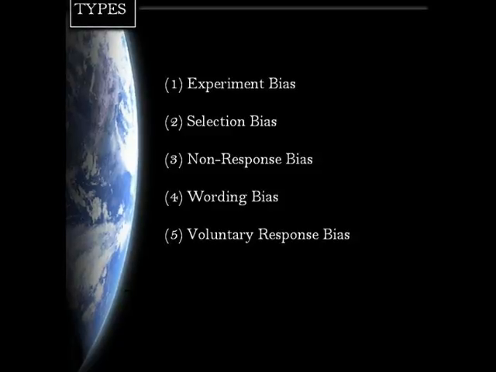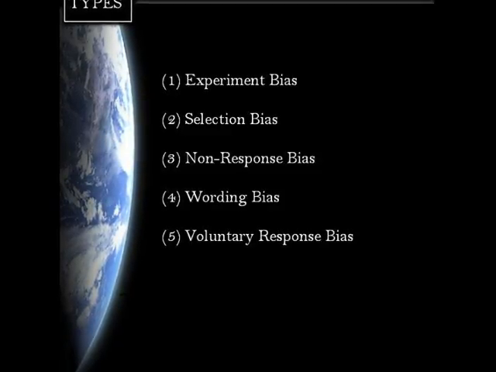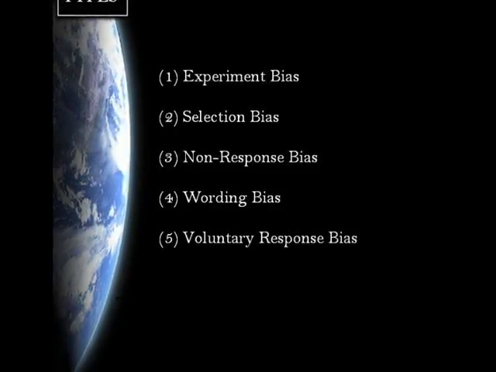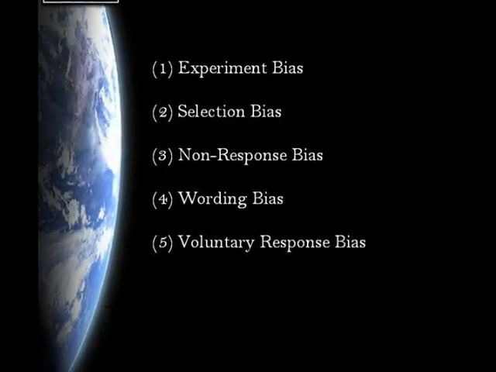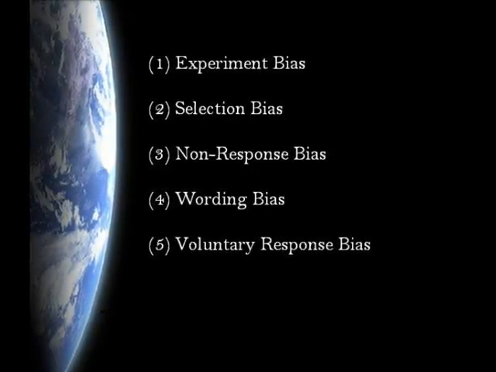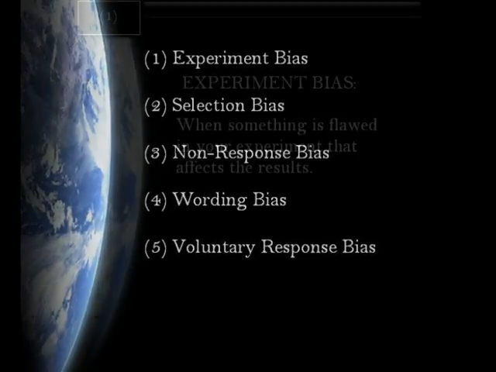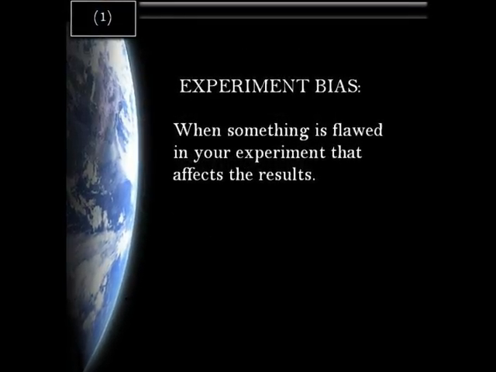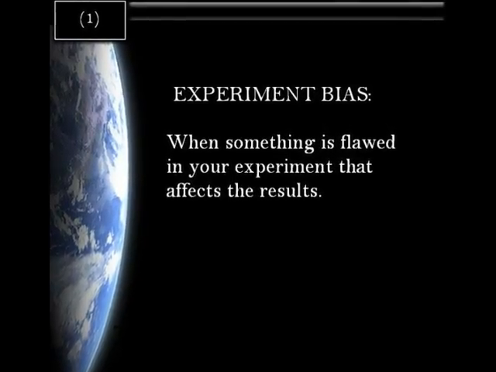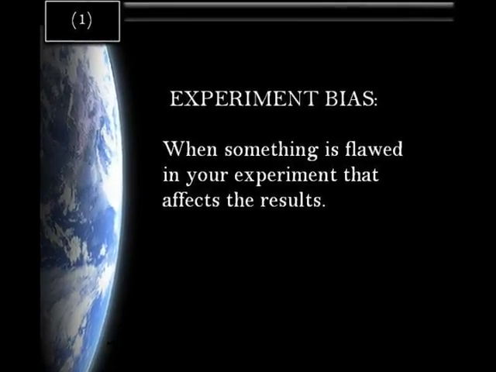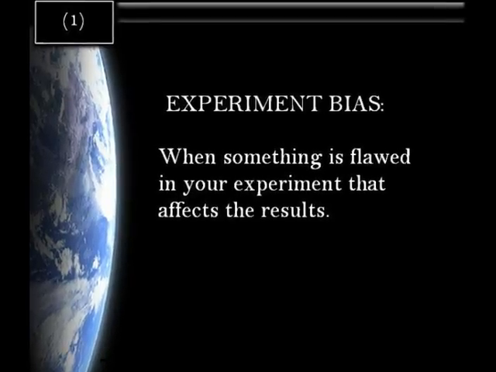In this video, I will discuss 5 different types of bias. They are experiment bias, selection bias, non-response bias, wording bias, and finally, voluntary response bias. The first bias is experiment bias. Experiment bias happens when something is flawed in your experiment that affects the results. Here's an example.